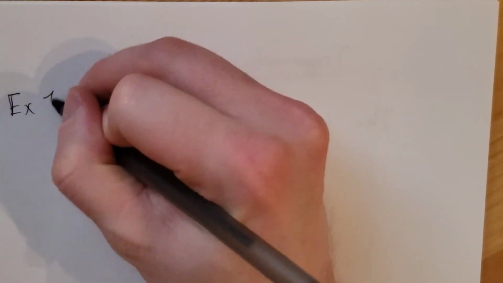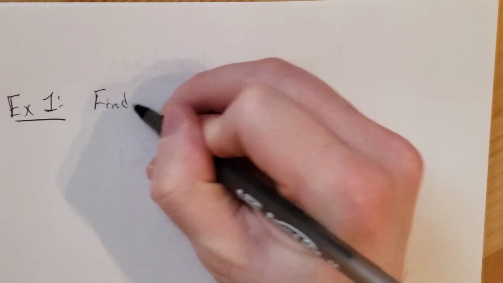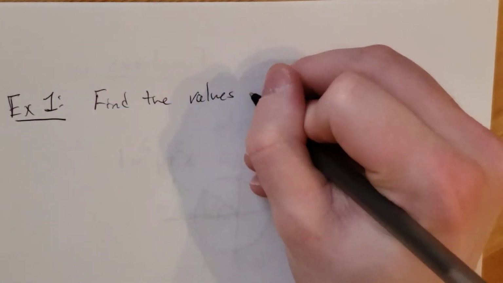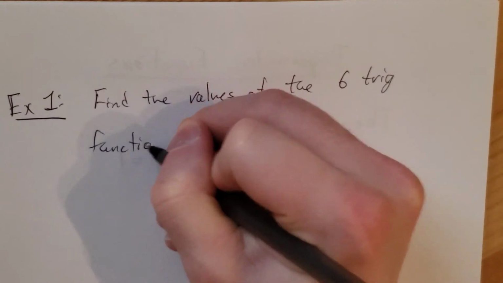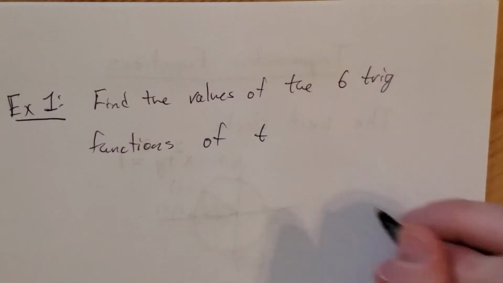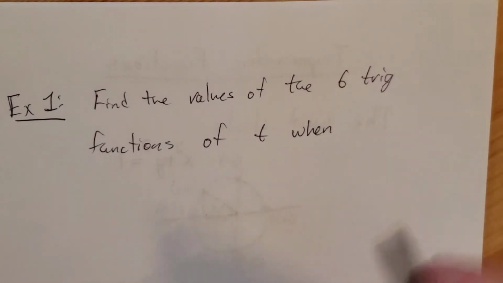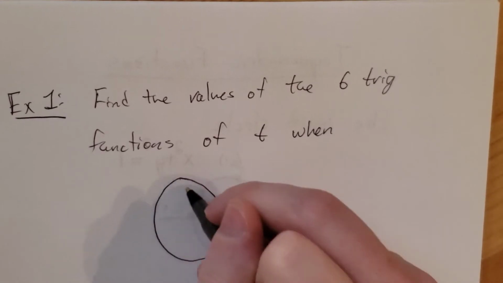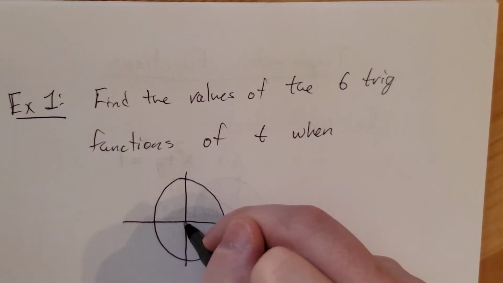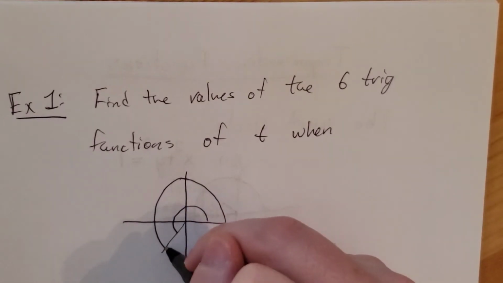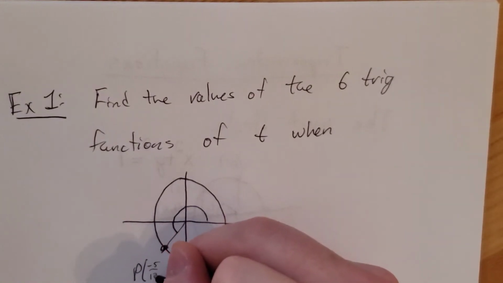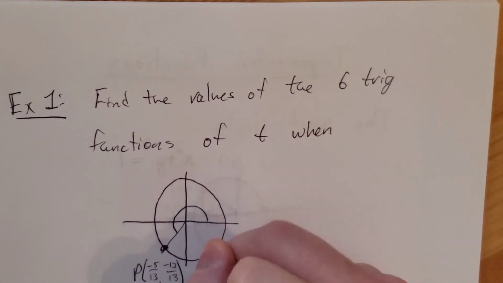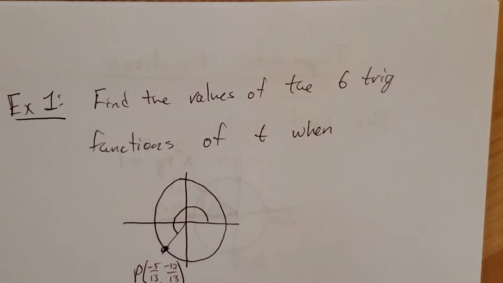So example 1 will be to find the values of the 6 trig functions of t, when, and we're going to say that t is this angle here, where our point is P of negative 5/13, comma negative 12/13. So the x value is negative 5/13 and the y value is negative 12/13.